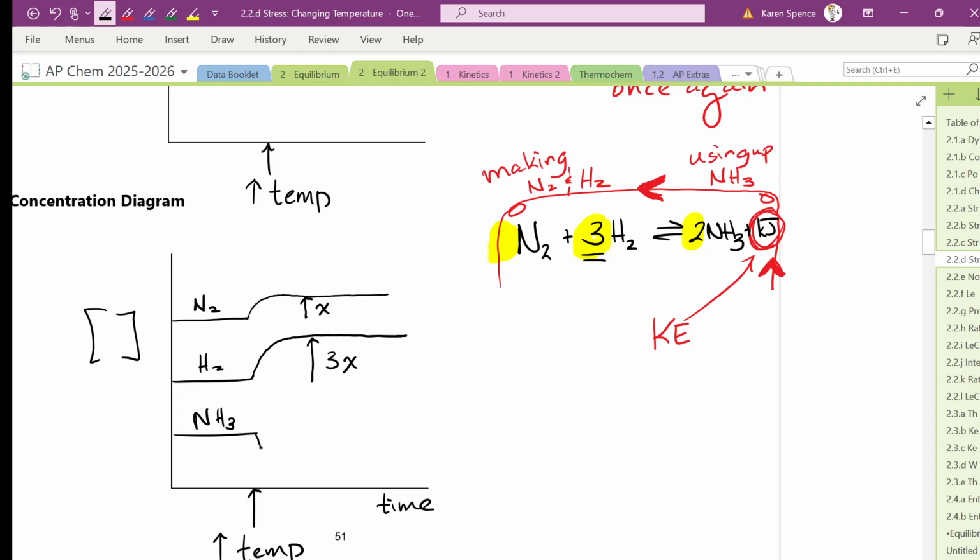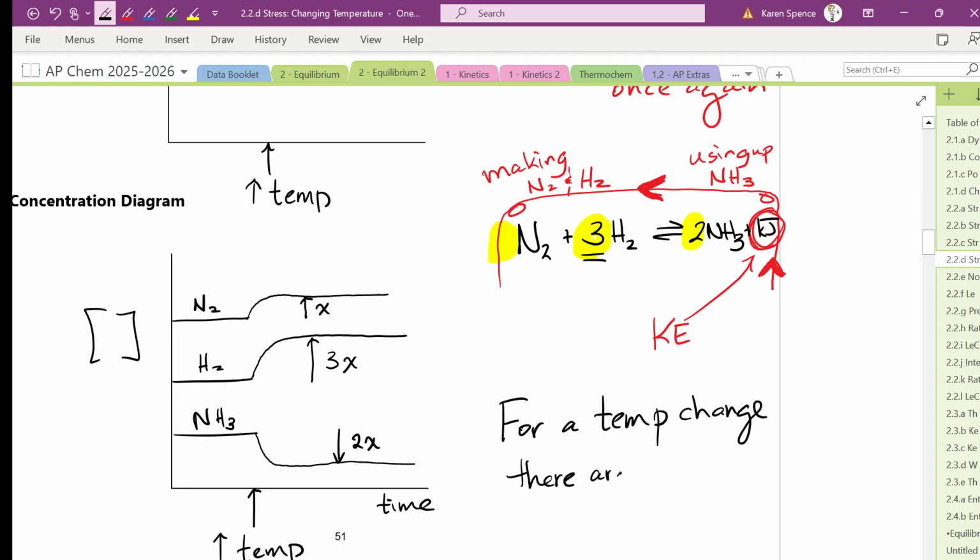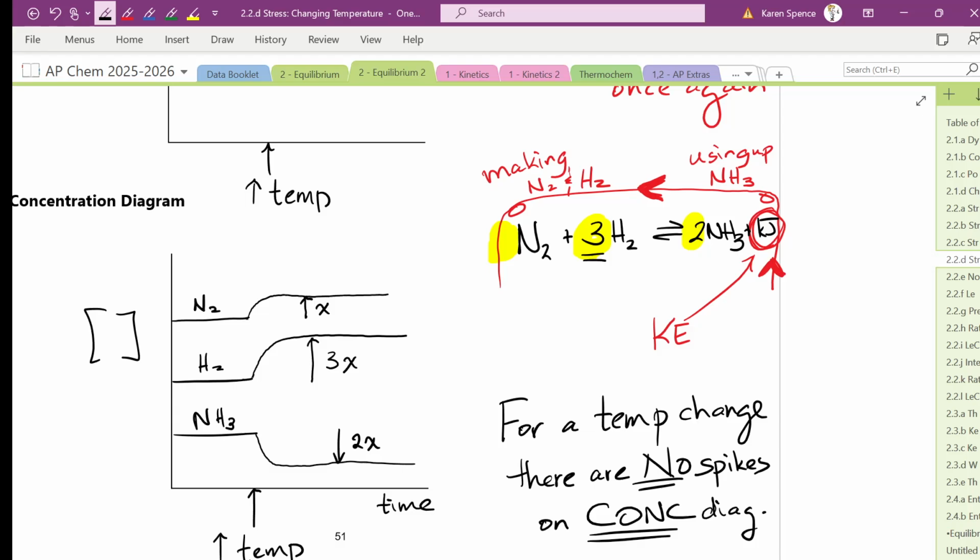NH3 decreases by 2x. Excellent, thank you. Is that good? And for a temperature change, there are no spikes on the concentration diagram. Is that good? Yes. Excellent.